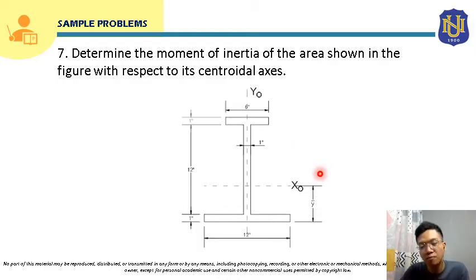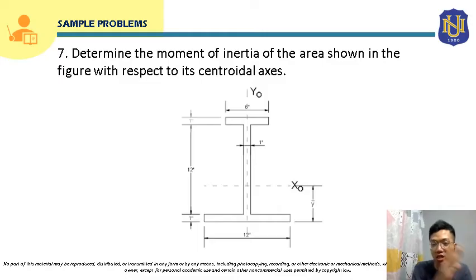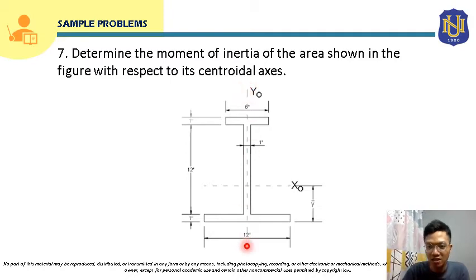So in this case, we can say that the y centroidal axis will just be located somewhere here because the area at the left is just equal to the area at the right, no? So we can say that it's just at the middle, here at this line, okay? So this is the y centroidal axis.